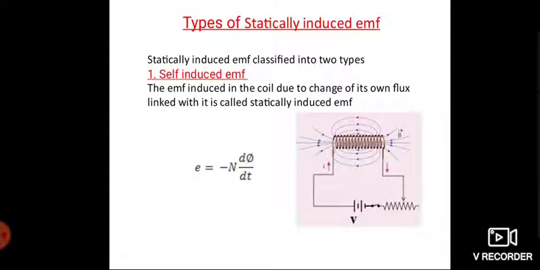The self-induced EMF is the EMF induced in the coil due to change of its own flux linked with it. Consider a coil of N turns connected to a voltage source. The current flowing through the coil produces a flux and an EMF is induced, which is given by E equal to minus N d phi by dt. The negative sign indicates that the induced EMF opposes the applied voltage.